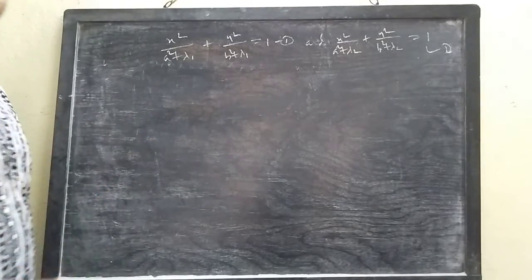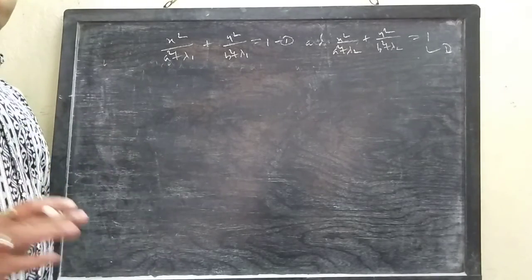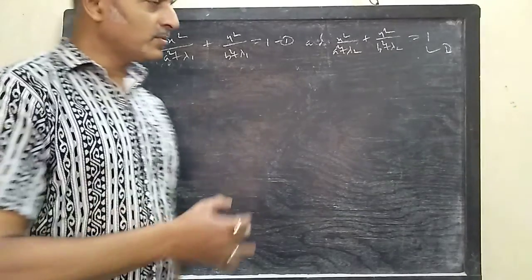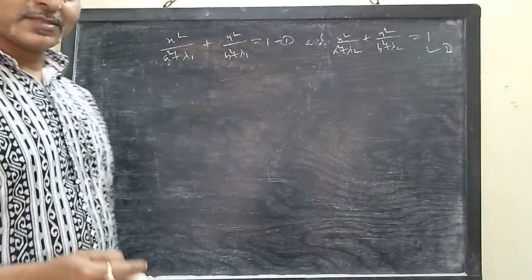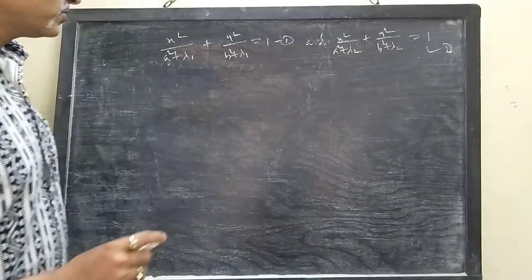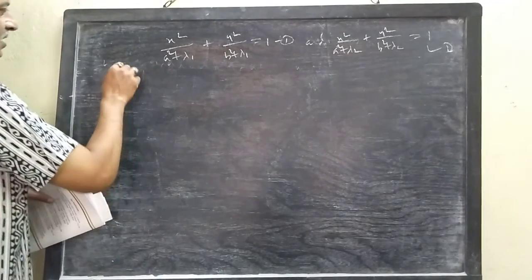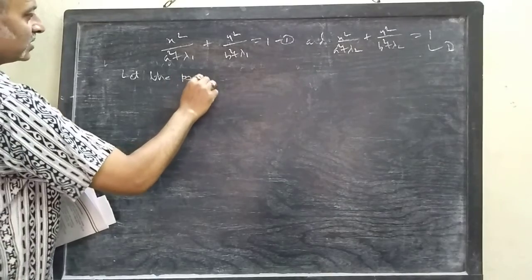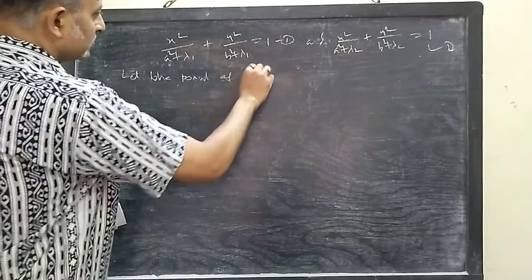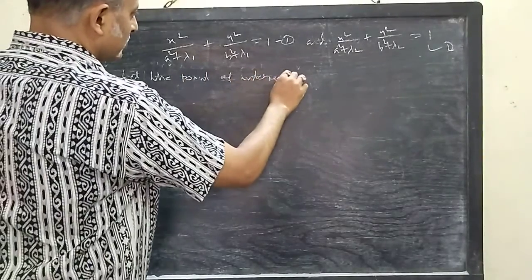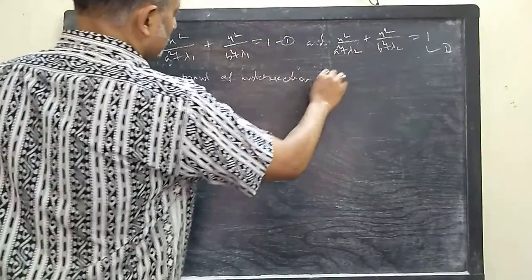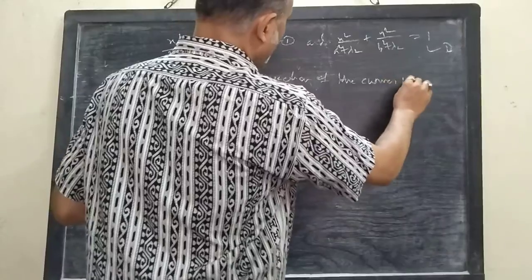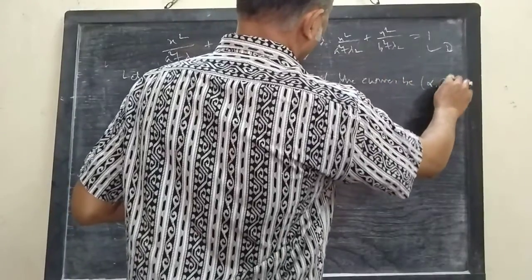You are given two curves and you have to show these two curves cut orthogonally. Don't go to solve this type of equation, this will be very laborious. So for this, let us consider the point of intersection of the curves to be alpha comma beta.